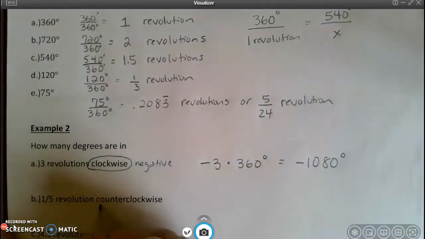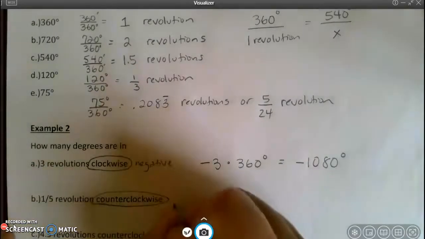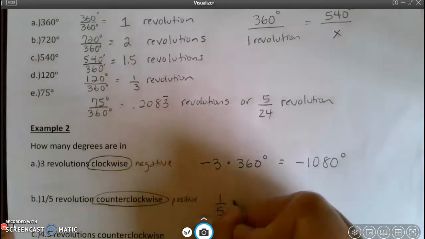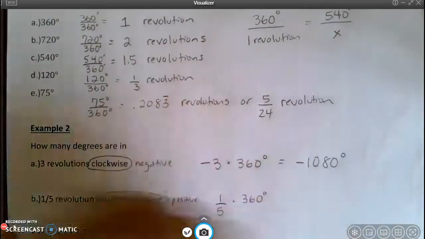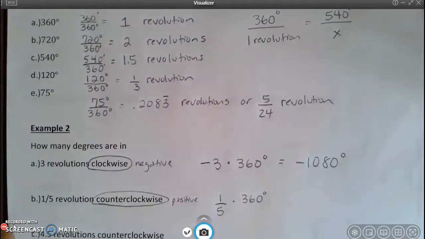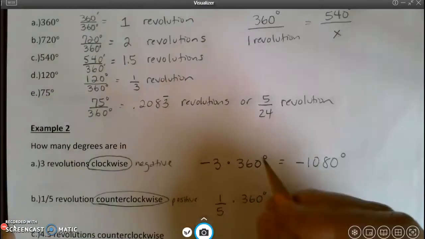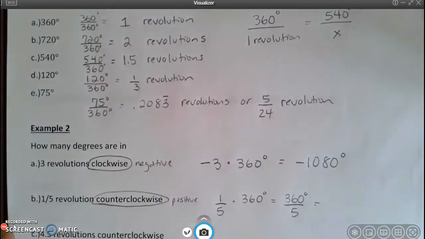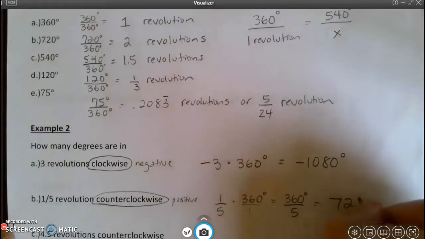1/5 of a revolution counterclockwise means this is going to be positive. So I have 1/5 times 360 degrees. I'm going to use my calculator. If I'm going to use my calculator, I should put that 1/5 in parentheses. Or simply, if I want to look at this as 360 divided by 5, I could think of it that way. All I did was multiply the numerator and the denominator, and I got 72 degrees.